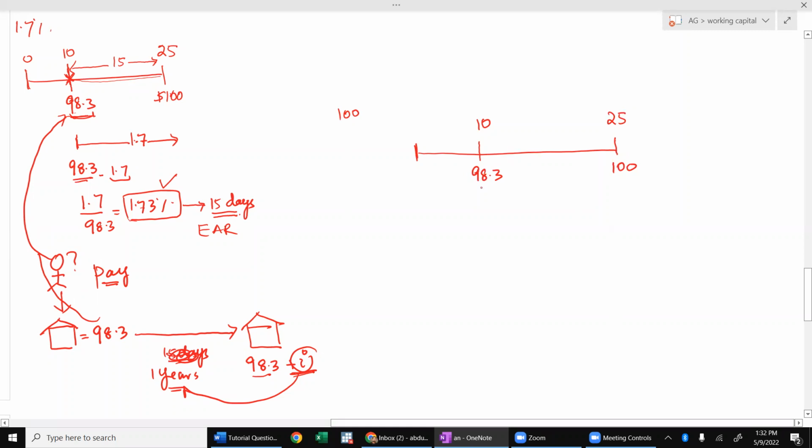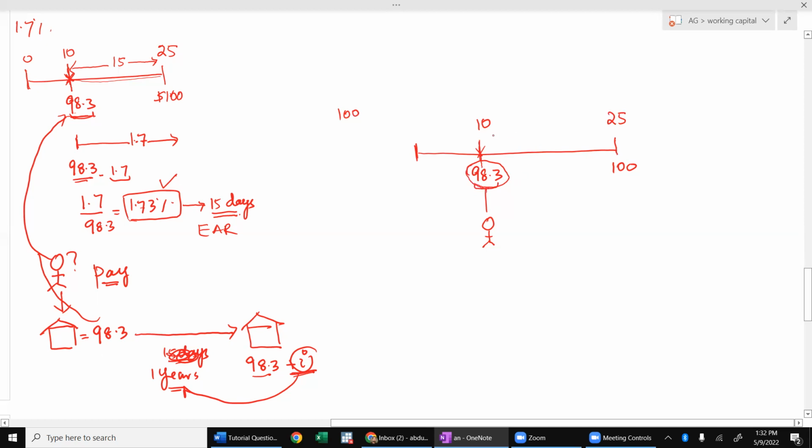So now you need to decide whether you should pay 98.3 or not. Now understand this very carefully. If you pay 98.3 now, in other words, you are not using that money. If you pay now, it's already paid. So it means that you have not used 98.3 funds.